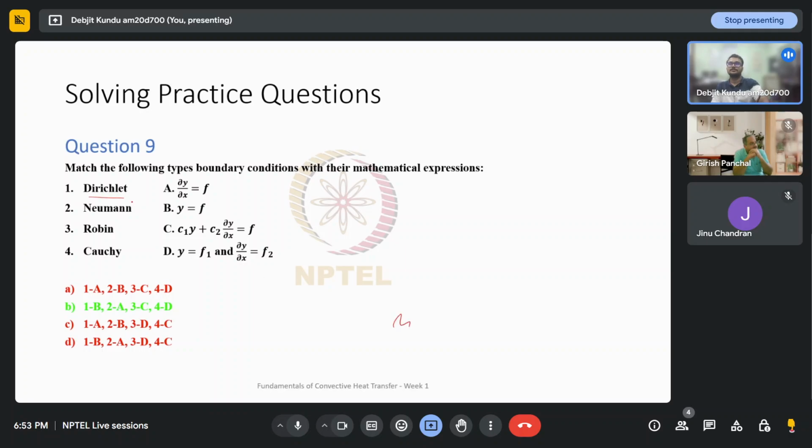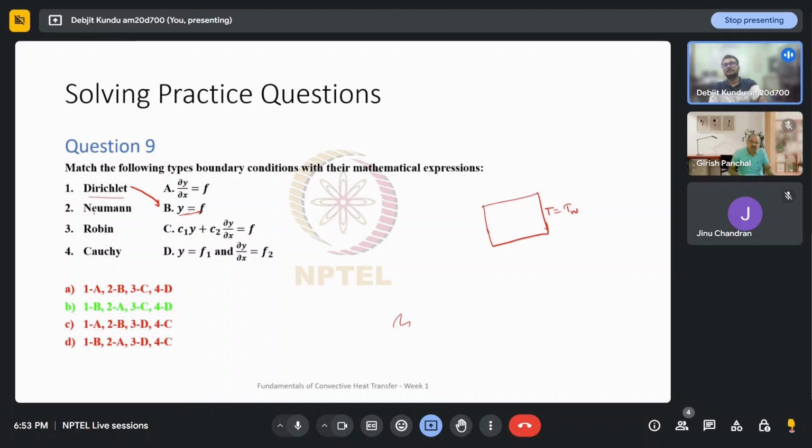So first of all, Dirichlet type boundary condition is one where we explicitly mention the value of any variable on the boundary. So if I have, let's say, a solid slab like this, if I say that the temperature on this boundary is equal to some Tw, this is an example of a Dirichlet type boundary condition. So one should match with B, where y is equal to f. The exact value of y is mentioned at some boundary.